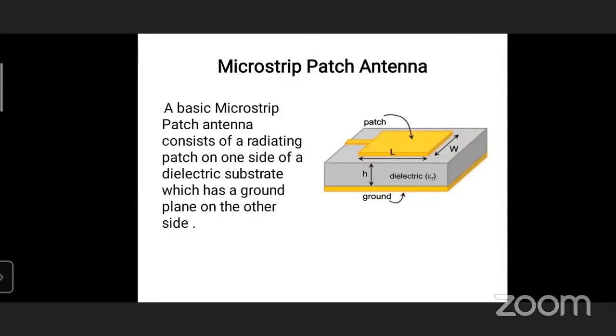Now we come to microstrip patch antenna. A basic microstrip patch antenna consists of a radiating patch on one side of the dielectric substrate and a ground on the other side of the dielectric substrate.